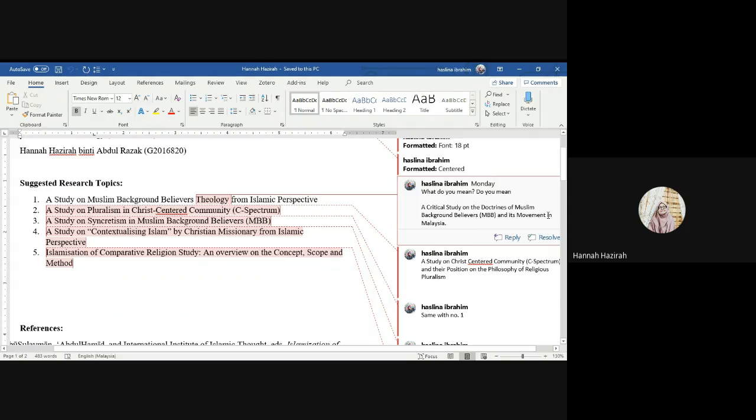Yes, Madam. But I realized that there is a big problem when there is no Muslim commenting on these topics about the C5 spectrum or the Muslim background believers. So is it possible to make a research on this? You mean no Muslims have written about them? Yeah, so there will be fewer references from the Islamic perspective.